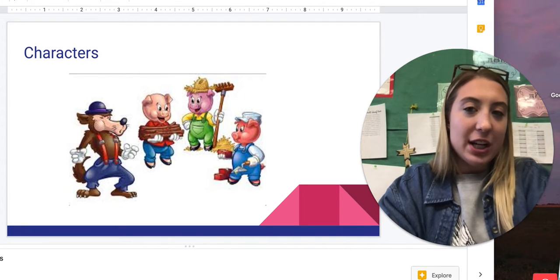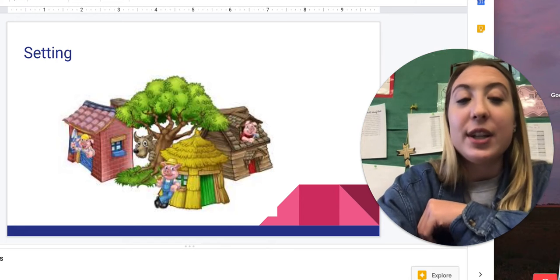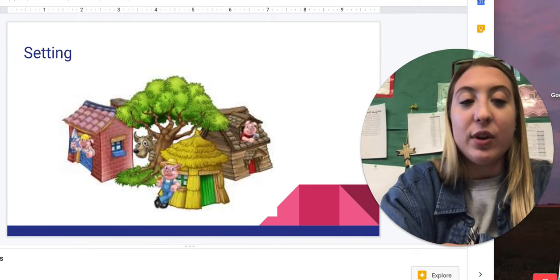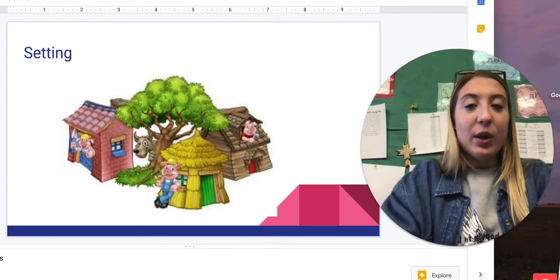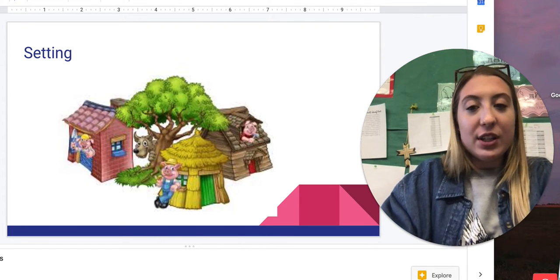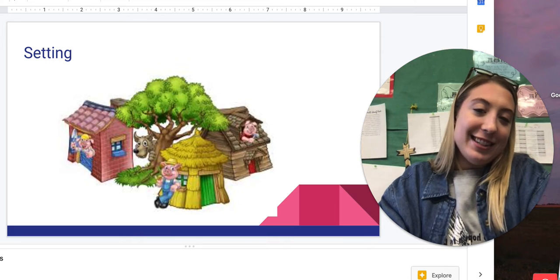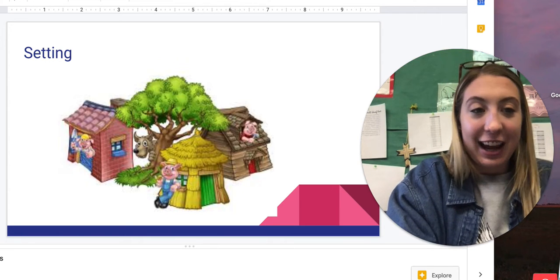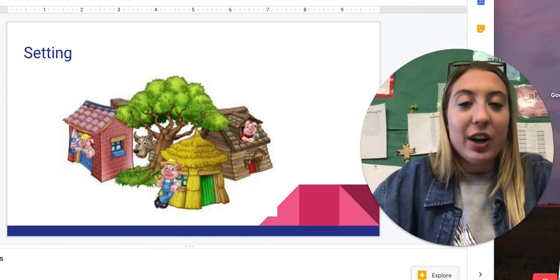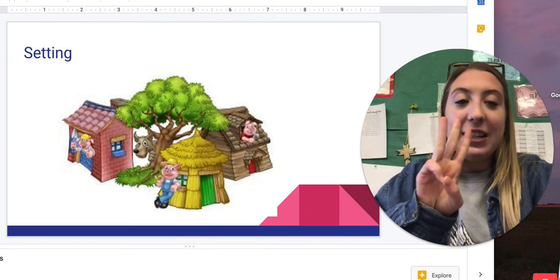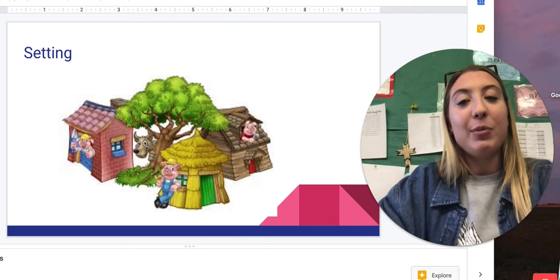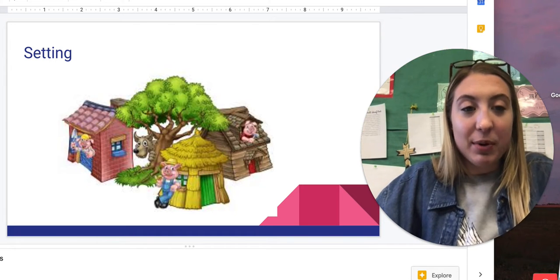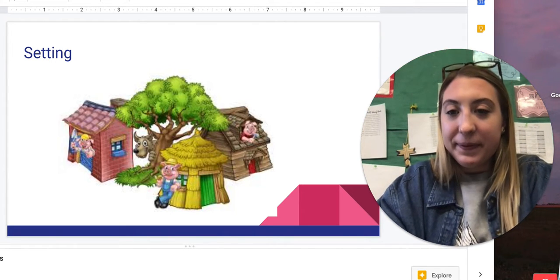So now let's go over our setting. Our setting is when and where the story takes place. So where does the story take place? We went through the forest, and through the forest we went to a brick house, a straw house, and a stick house. So we know during our story we had three different houses where the wolf went. That would be our setting, where our characters are.